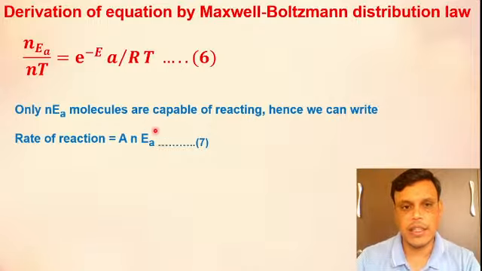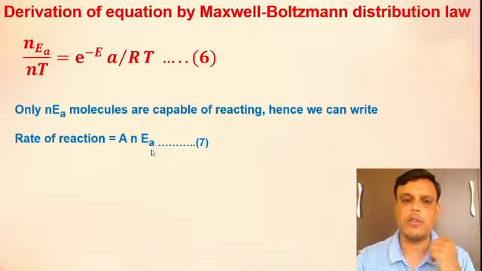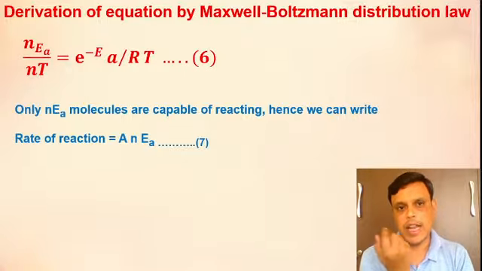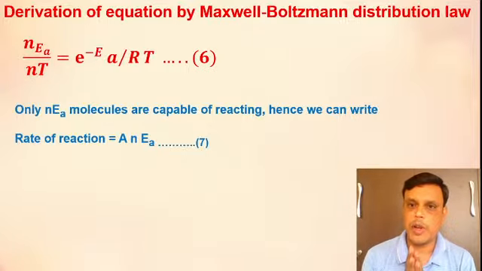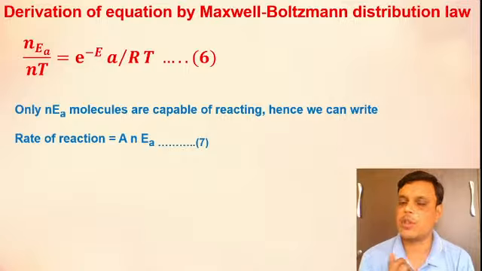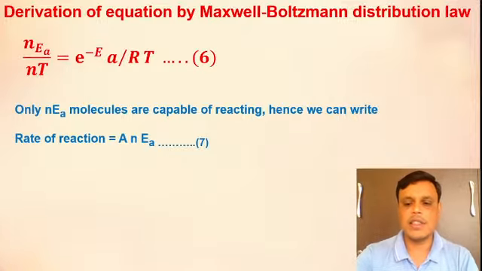A times NEA. That means only these molecules are capable of reacting, whatever the value of n is, 2 molecules, 4 molecules, whatever the value is. So what will the rate depend on? The rate will depend only on those molecules which can acquire the energy of activation. And what is this A here?